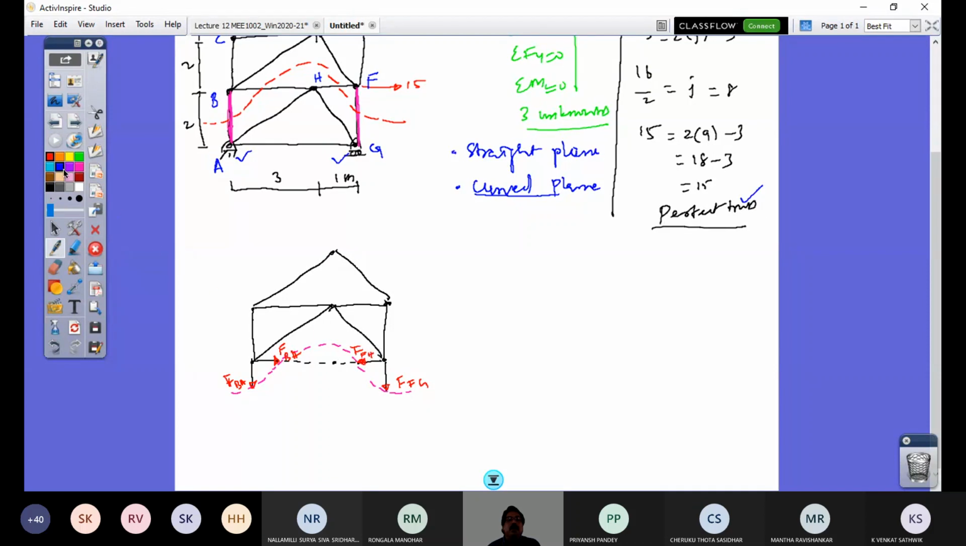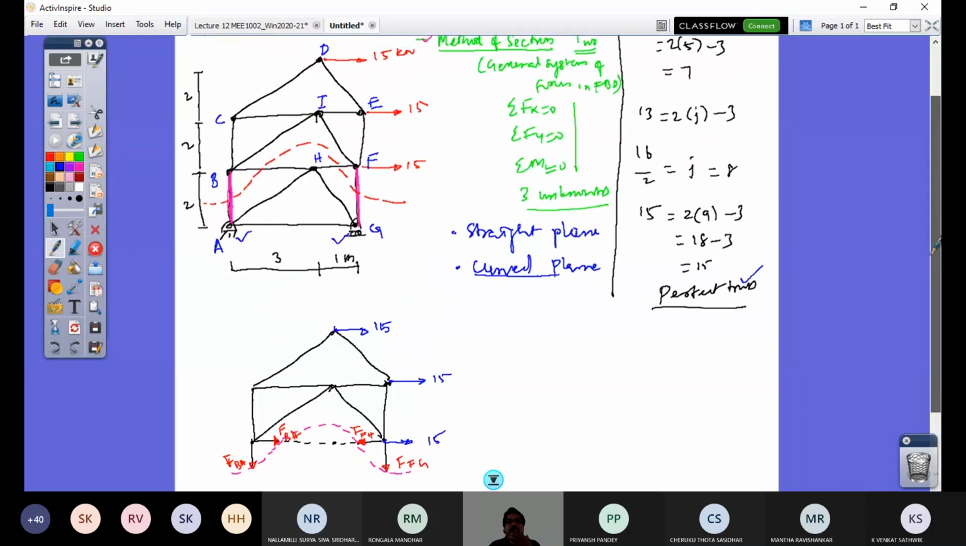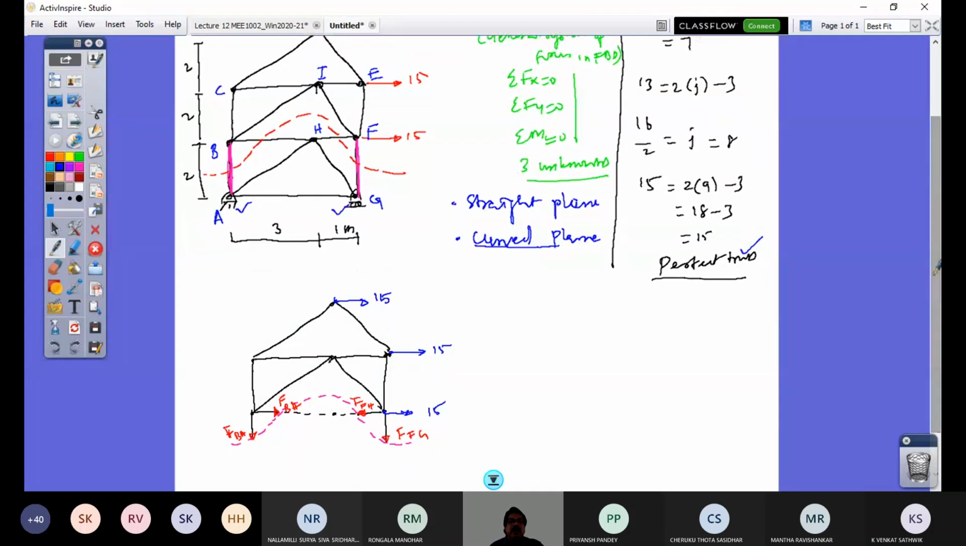What are the external loads? At this joint I have 15 kilonewton. At this joint I have 15 kilonewton. I also have at this joint a 15 kilonewton load. Look at now, I have just drawn the upper part, right? Here the naming: this is B, this is C, this is D, this is E, this is F, and this one is H, which is in the bottom part. I'm not bothered about it, and this is I here.